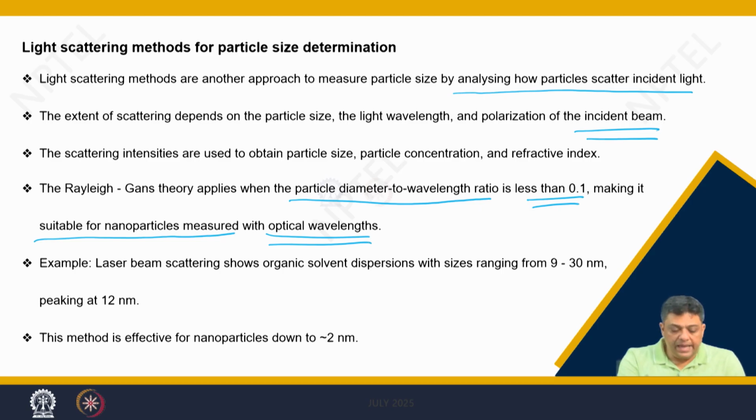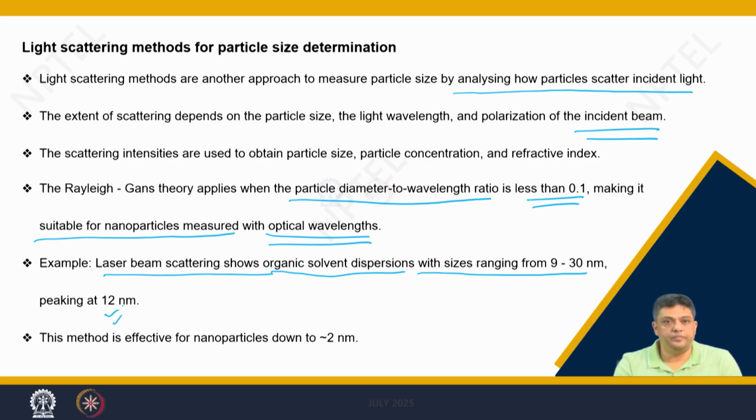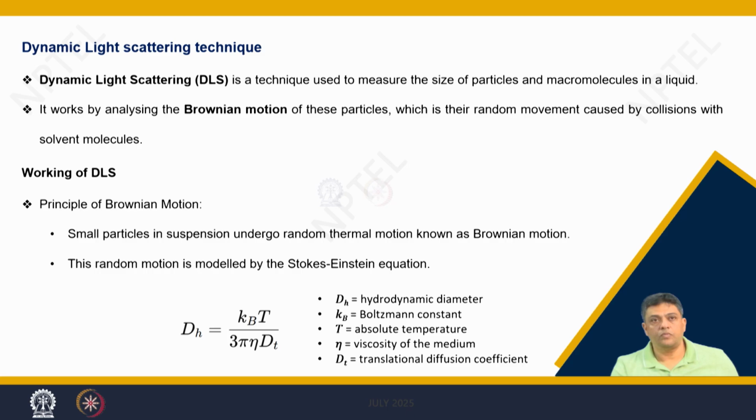So, laser beam scattering can be used and has been used to show organic solvent dispersions which have particles in the size ranging from 9 to 30 nanometers and peaking around 12 nanometer. This method is effective for particles down to 2 nanometers. What happens?